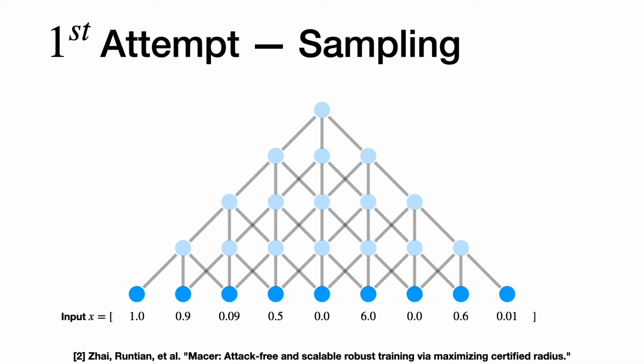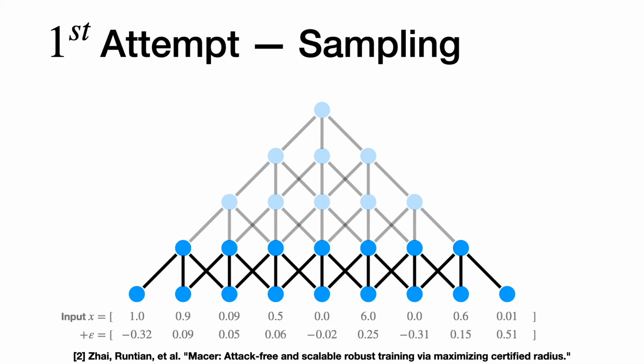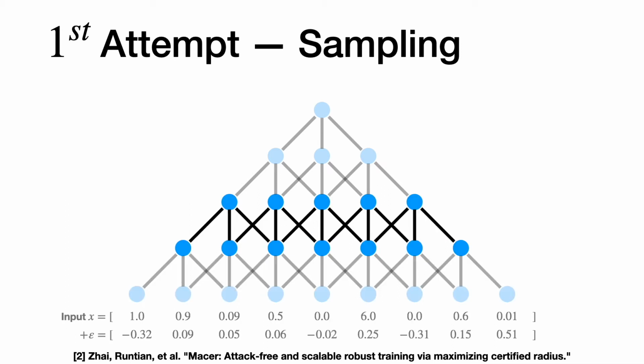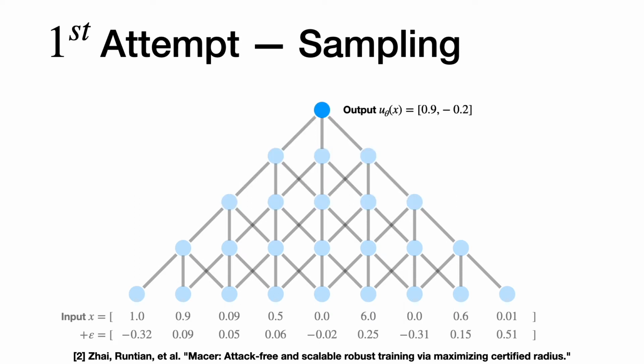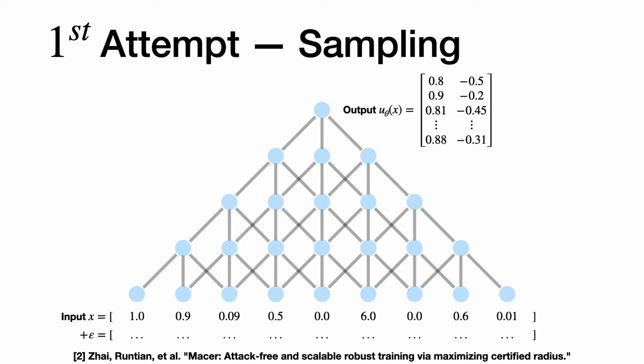Now, we repeat. Then we sample another epsilon and pass it through the network again to have another u theta of x. And so on, we continue sampling. If we sample enough epsilons, we can have the region of where the output can be perturbed. Intuitively, if more than half of this region is classified correctly, the smoothed network will be robust.